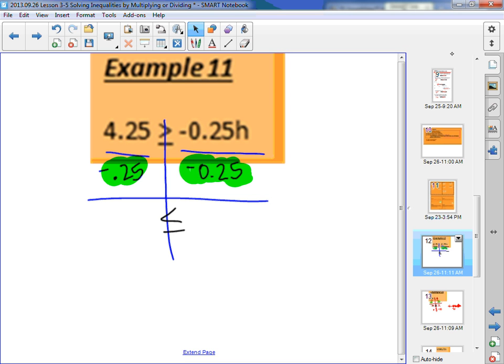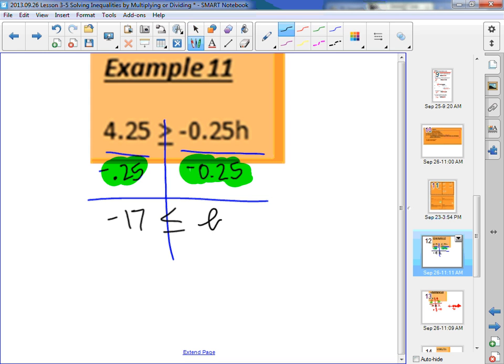Y'all got calculators? You tell me. 17. Negative 17. So negative 17, and then what's on the right side? H. And then because my H ended up on the wrong side, now I have to take the mirror image of the entire thing. So I'm going to have H is greater than or equal to negative 17.